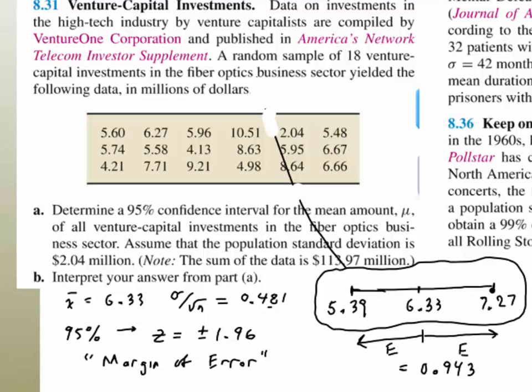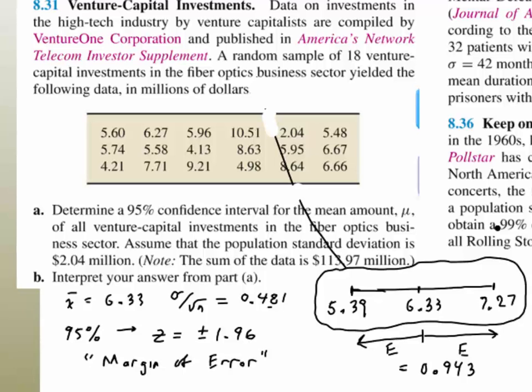So to find the margin of error, couldn't you subtract 5.39 from 7.27 and divide by 2? Yeah. That's saying that it's half the distance. You took that minus that divided by 2. You just took half the distance. But the other way is, to find this number, 7.27, it's what you added to 6.33 when you did the calculations. It's what you added to that to get that. So you need to have both perspectives on it.